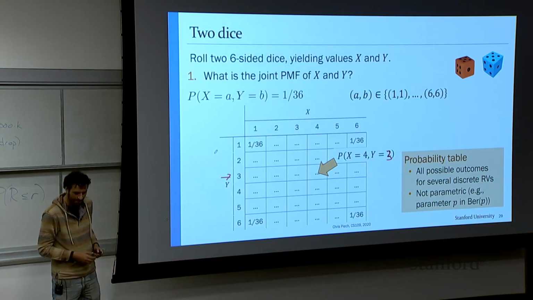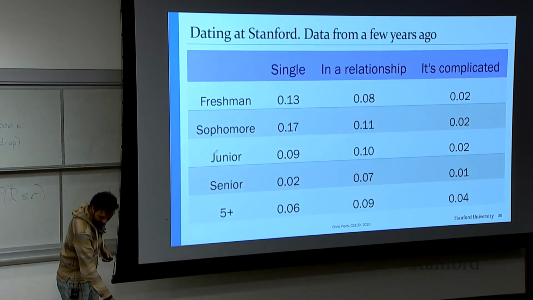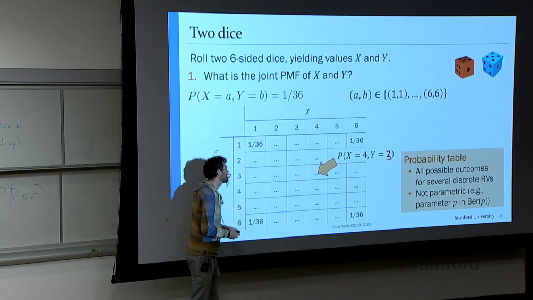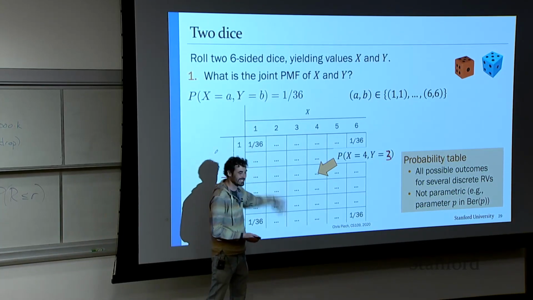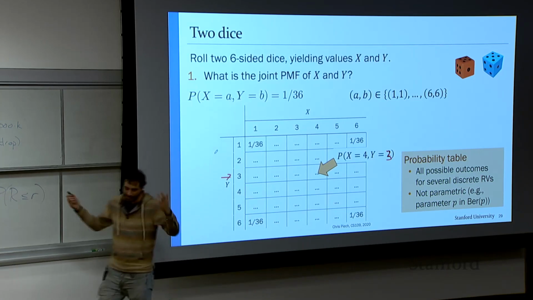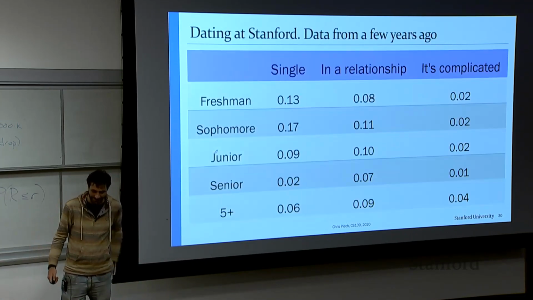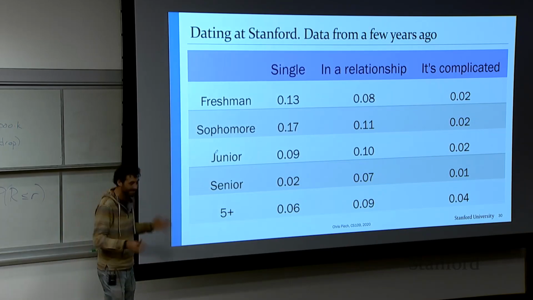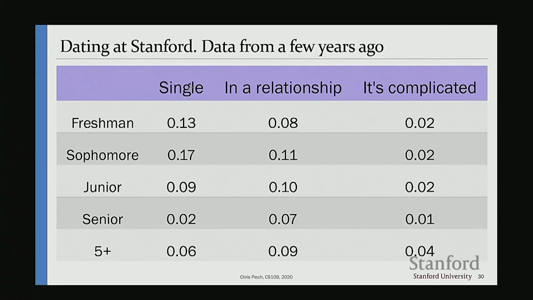Okay. Now that's kind of a boring joint probability table, and one of the reasons it's boring is because every entry is the same. So I thought I would make it a little bit more exciting. This is real data that somebody collected a while ago in CS109, not me, but now we have it. A slightly more interesting combination of two different random variables.